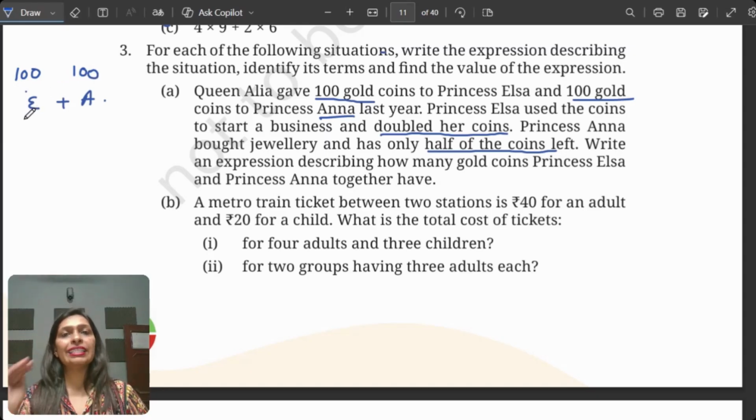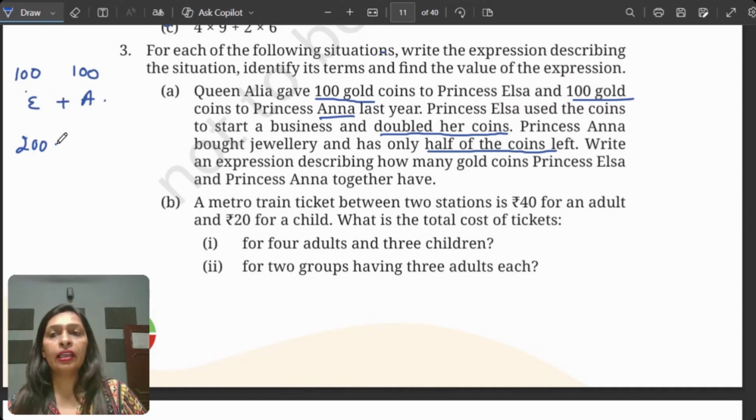Now what happened? Elsa has invested in a business and doubled. What is the meaning of double? Double means two times. So if she was having 100, double means 200. So now how many coins does she have? She has got 200.